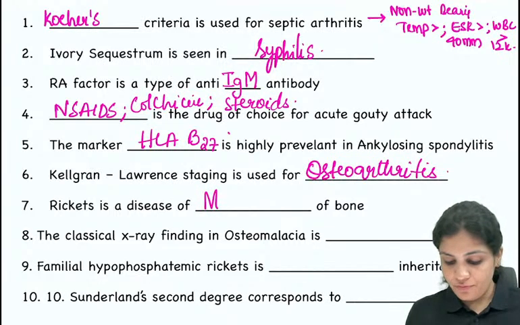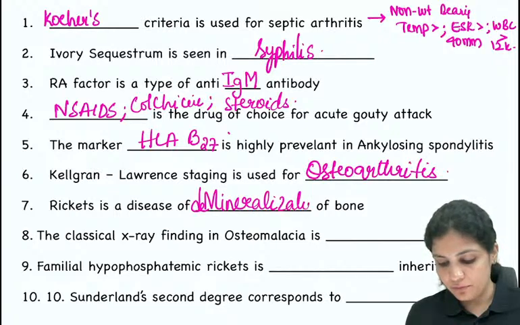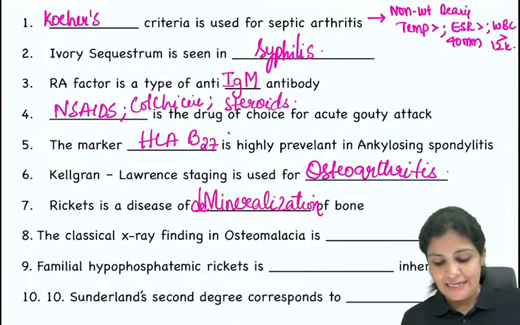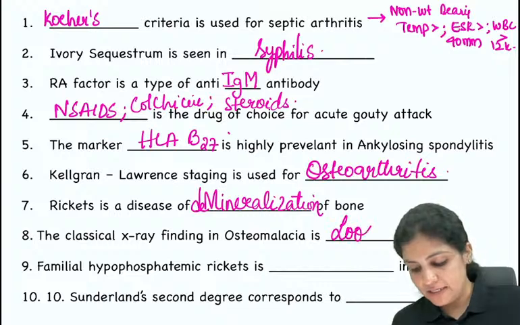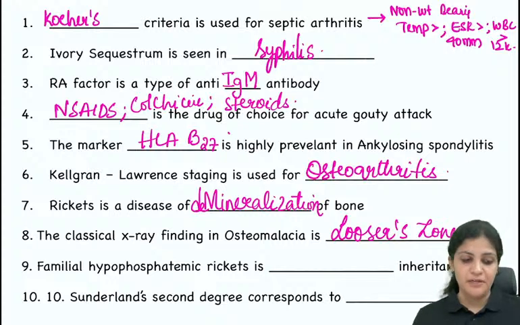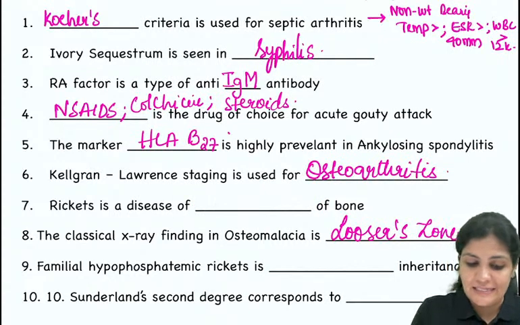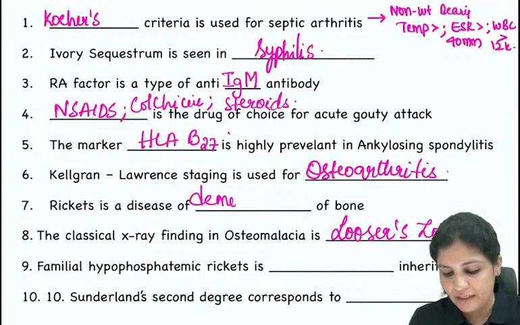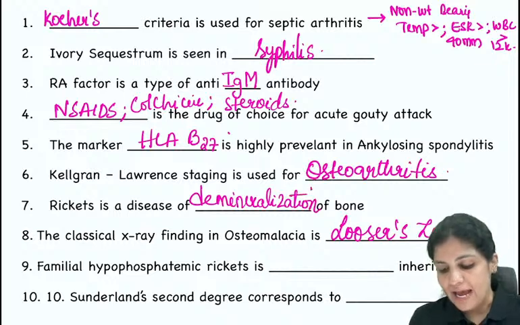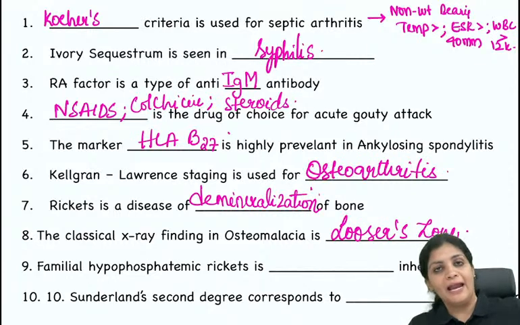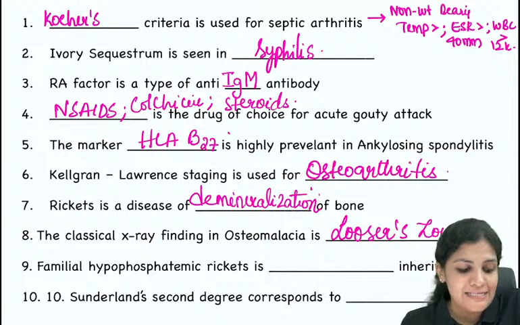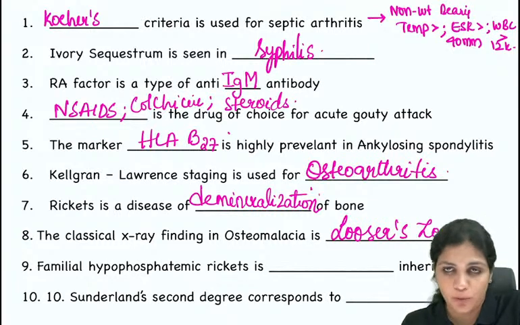Rickets is a disease of demineralization. The classical X-ray finding in osteomalacia is Looser's zone, right? You will see multiple Looser's zones in case of osteomalacia. So rickets and scurvy, very, very important. There will be a defect in vitamin D, hence the calcium is not transported and it will result in loss of calcium and phosphorus together, which is called the demineralization of the bone, right?